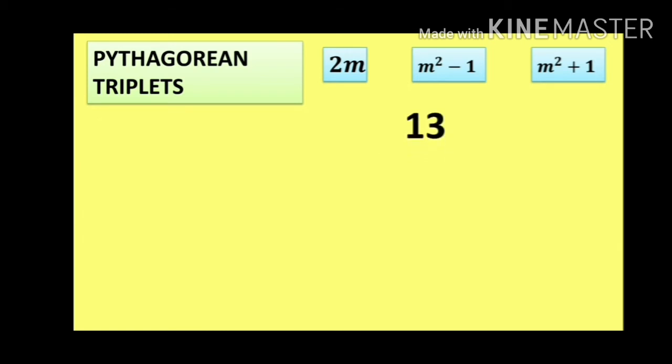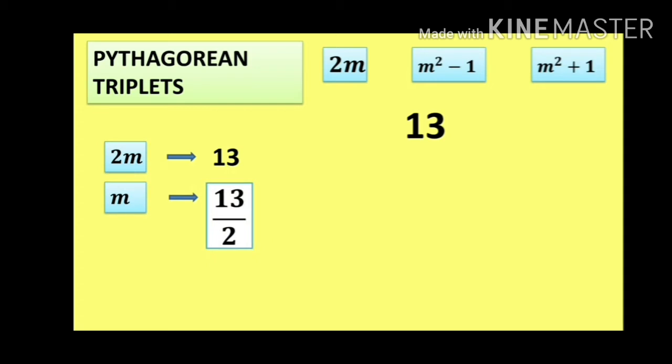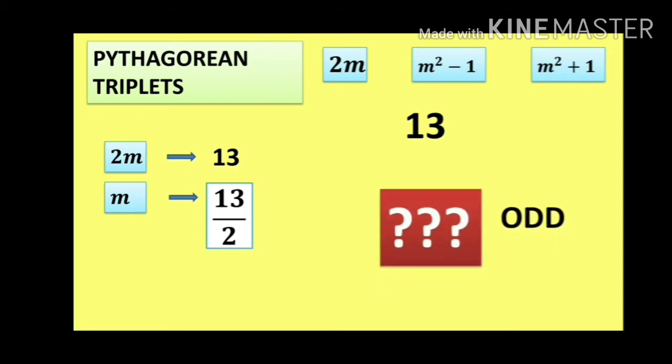Now suppose let's take a number 13. Now 2m, if you take 13, m will be 13 by 2. Now that's a problem. 13 by 2 is not a whole number. So here, how to find when one of the members is an odd one? If one of the members is odd, we cannot use this 2m, because 2m we will be using only for even numbers, because even numbers are divisible by 2, so it becomes easy.